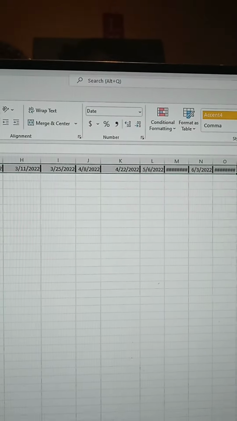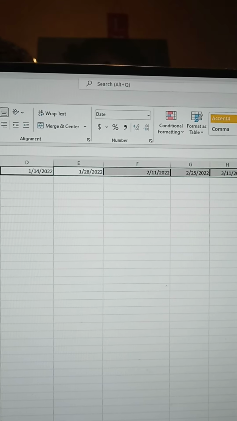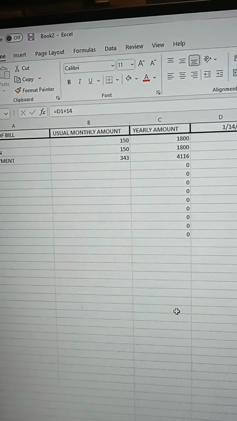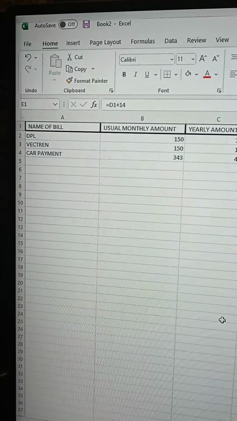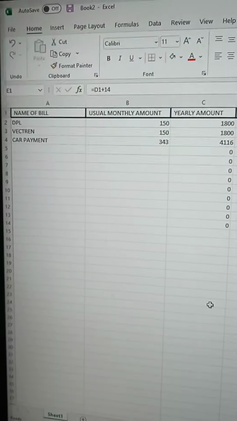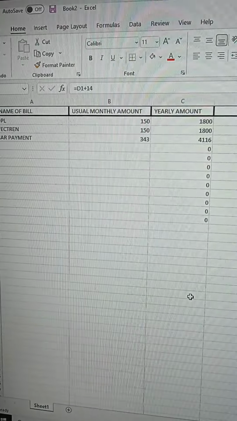Okay. What we are creating is your budget. This is Excel in Microsoft. If you got the generic version, whatever, spreadsheets, whatever. You can even do this on your cell phone. You can download Microsoft Office.